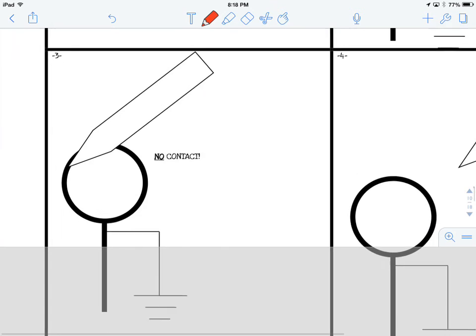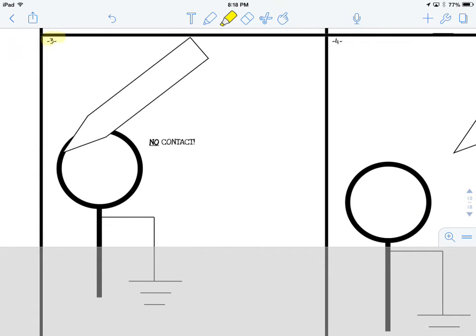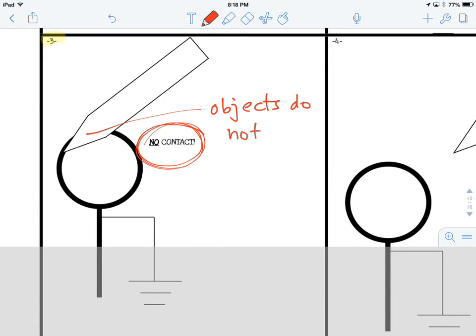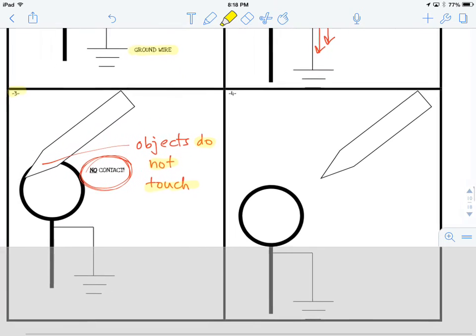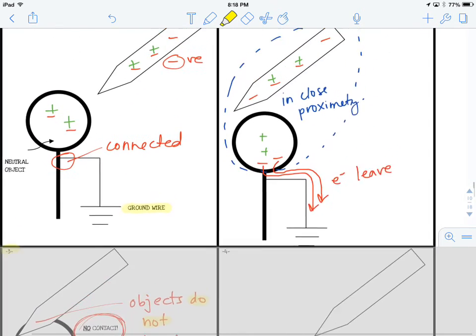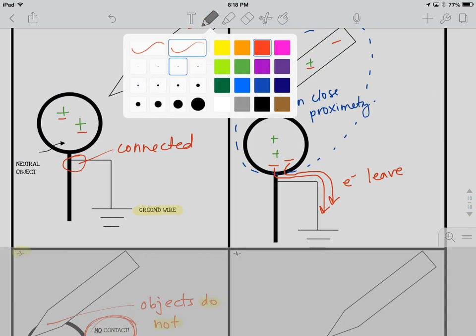So this third picture is just to remind us that there is no contact involved and that the objects do not touch. And this is really important: the objects do not make contact with each other. So that's what this panel reminds us of. But here we come back to our object, and of course nothing's touched, so this is what's interesting.